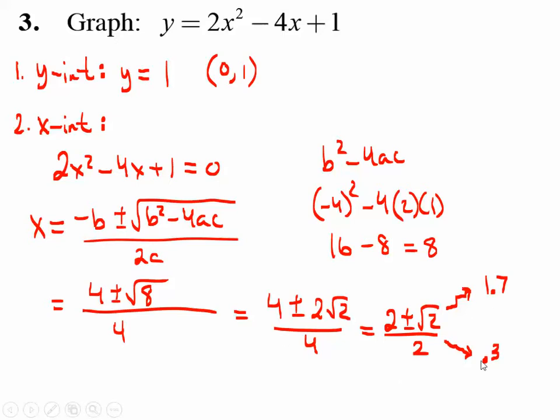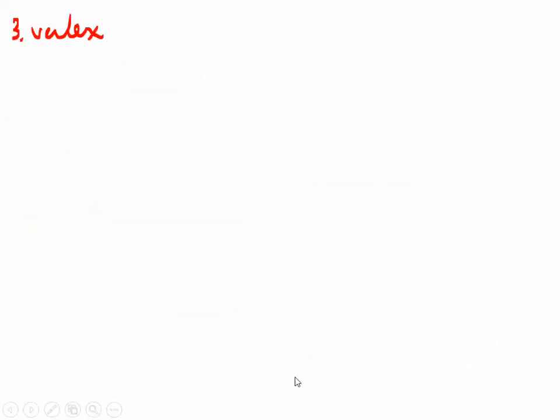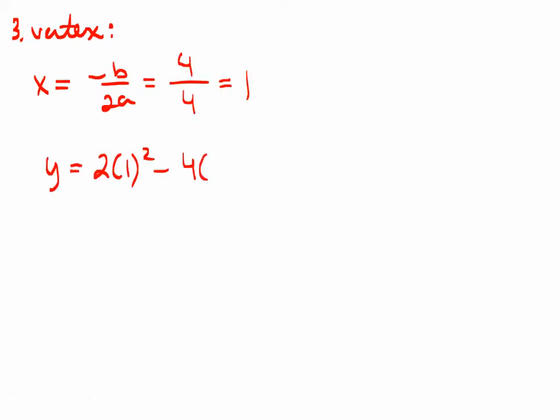Okay, so approximations here. And I've got one more to go, the vertex. Negative b over 2a is 4 over 4, which is 1. Plug that 1 back in, and eventually we should get out a negative 1 in the process. And again, it's all yours to graph if you have not done so already.